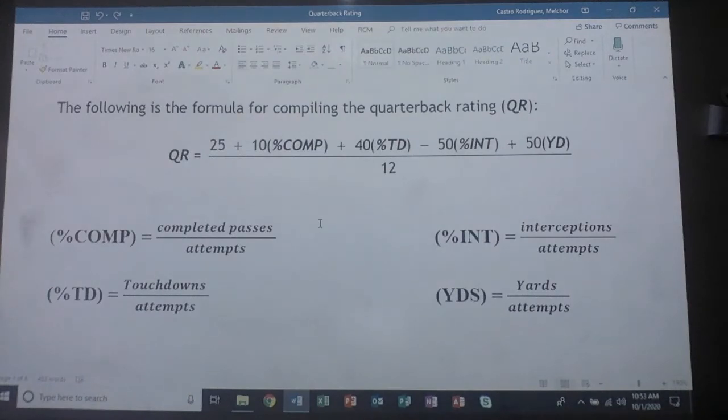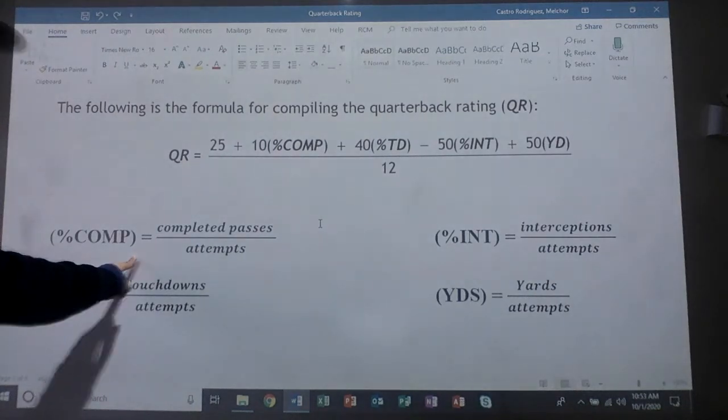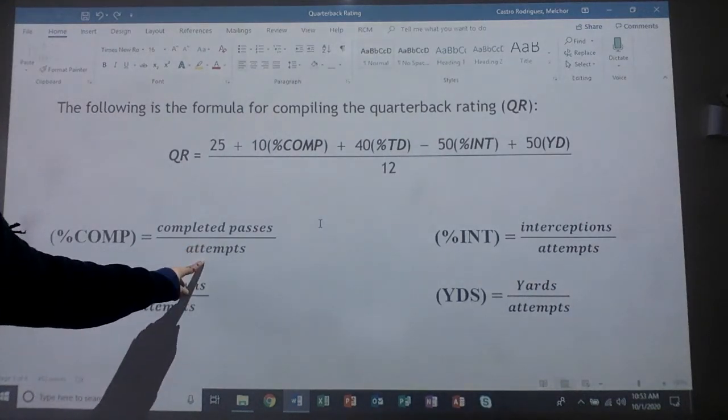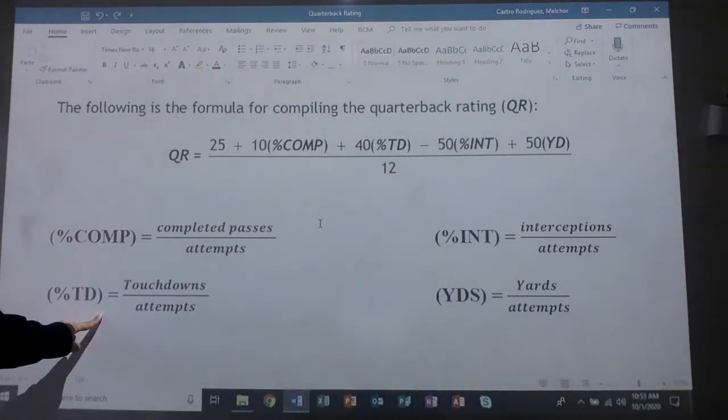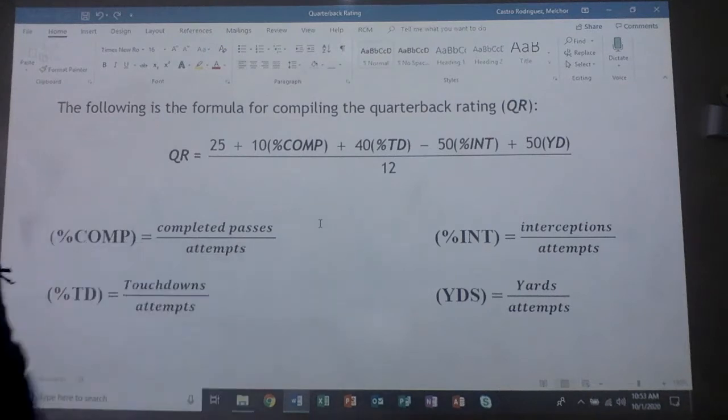Once I give you the word problems, for example, percentage of completed is just completed passes divided by the attempts. Touchdowns, same thing. Touchdowns divided by the attempts. Notice all of them will be divided by the attempts. So let me go with one example.